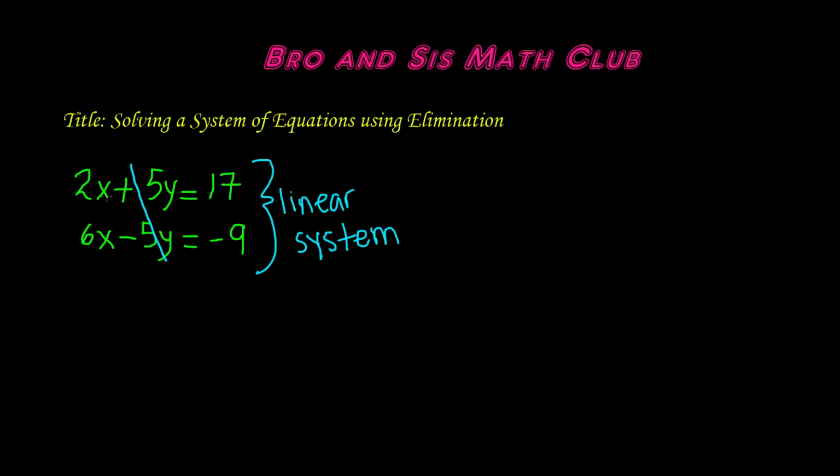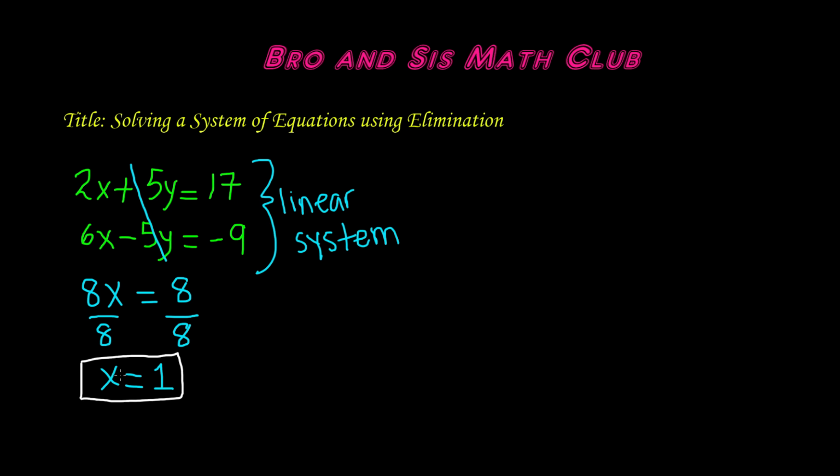So we're left with 2x and 6x, which is 8x, is equal to 17 minus 9, which is 8. So divide by 8 on both sides to isolate the variable. 8 divided by 8 is 1, so it leaves us with 1x, or simply x, is equal to 8 divided by 8, which is 1. So that means the value of x is 1.